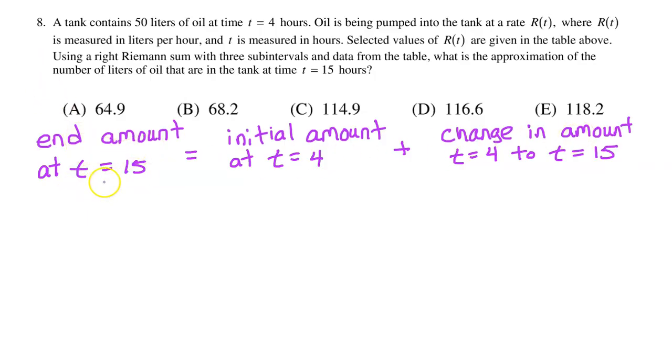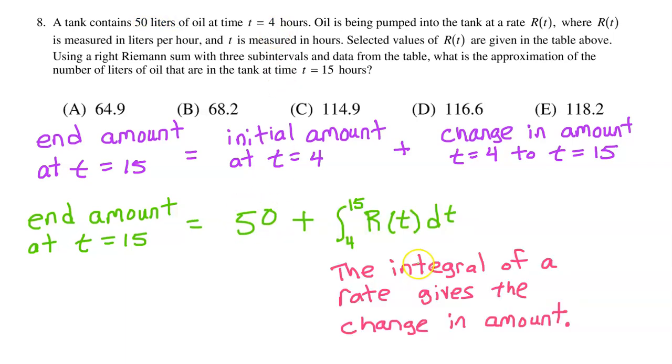The end amount at time t equals 15 should equal the initial amount at t equals 4 plus the change in amount from t equals 4 to t equals 15. We are told that there are 50 liters of oil at time t equals 4, so that is the initial amount. We know that the integral of a rate gives the change in amount. So the integral of R of t from 4 to 15 will be the change in the amount of oil between t equals 4 and t equals 15.